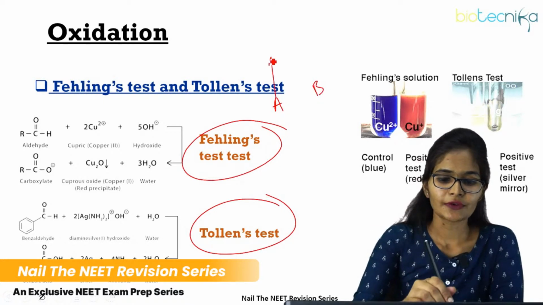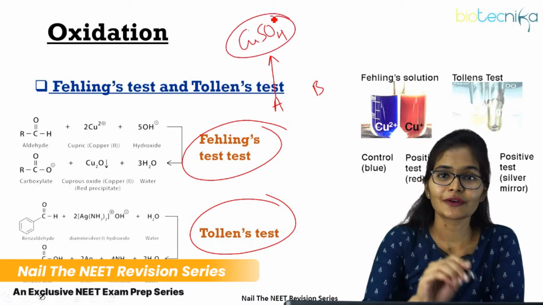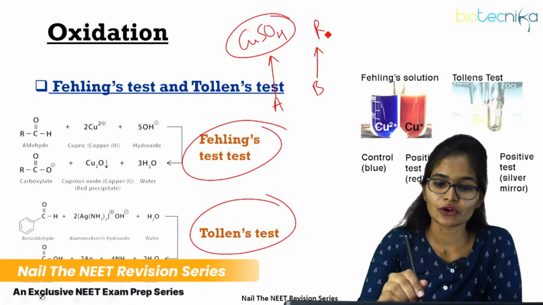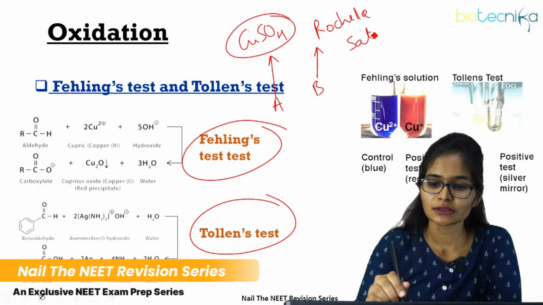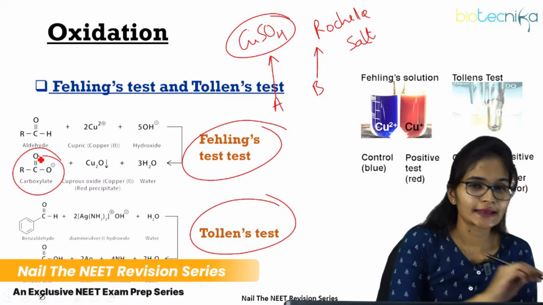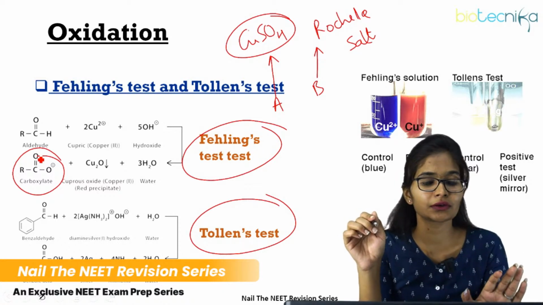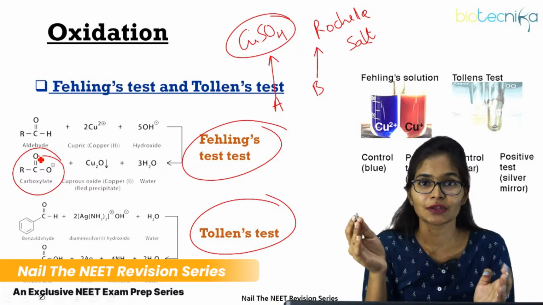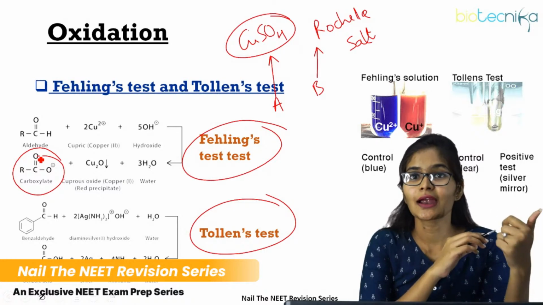Fehling's A is copper sulfate solution, and Fehling's B solution is Rochelle salt. Both have to be mixed and then treated with aldehyde, and it will give a carboxylate as a product, which indicates the presence of aldehyde in the given sample. We mainly do this in the laboratory. This is how we can distinguish aldehyde and ketone from each other. For ketone we go for the methyl ketone test, but for aldehyde we can prefer Fehling's test and Tollens' test.